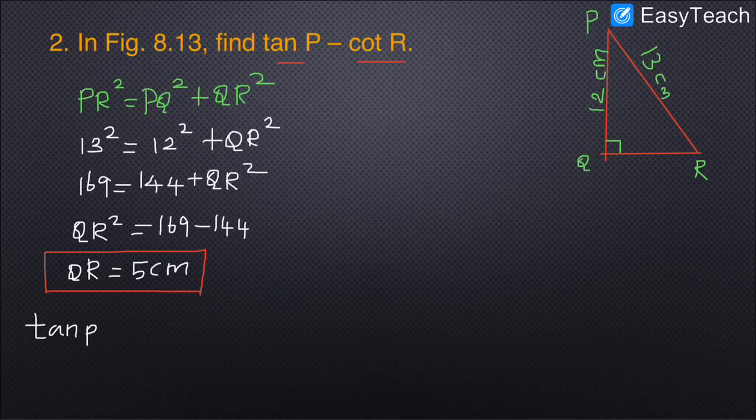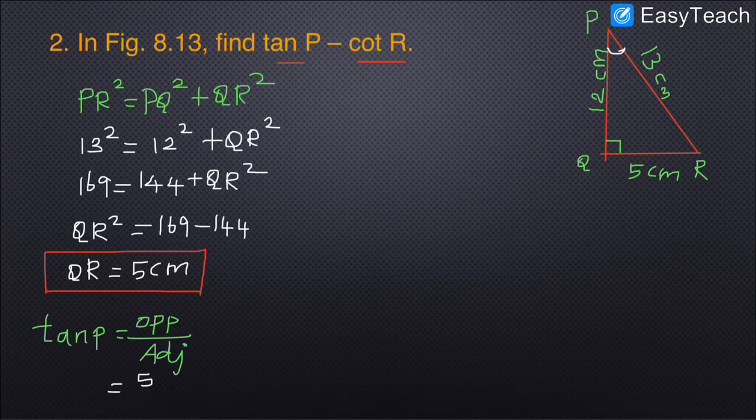So for that I write tan P. Before that, I write the value: this is 5 centimeter. So tan P means the angle here is P. Tan theta is sine by cos, so we get the ratio opposite by adjacent. The opposite side is 5 and the adjacent is 12.